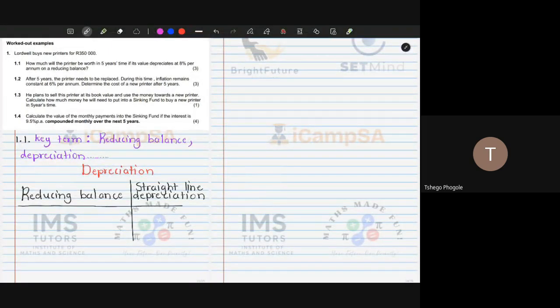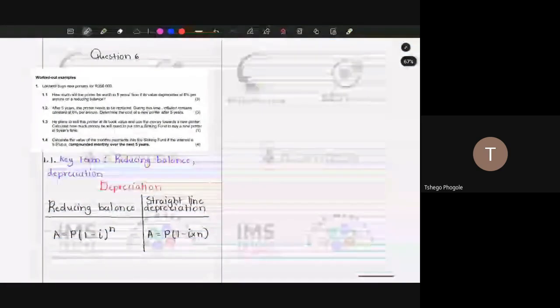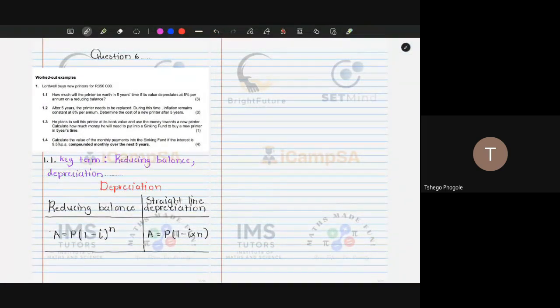And these two have slightly different formulas. So for the reducing balance one, you'll have the present value, so I'll use A still, and you'll have 1 minus I, all to the power of N, while the straight line one will be A into 1 minus I times N. It's very important that you guys remember these. Okay. So now that we remember this, we can see that they are saying reducing balance. So clearly we need to use the formula of depreciation just below it.